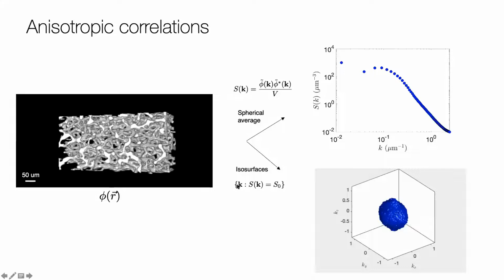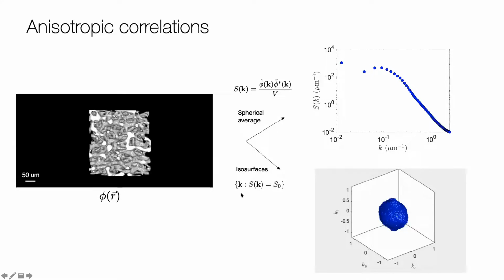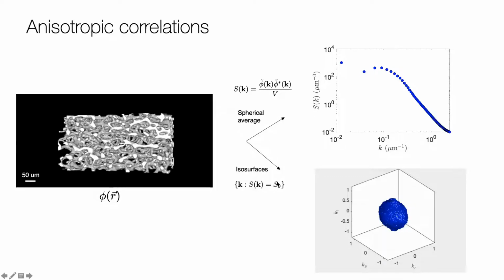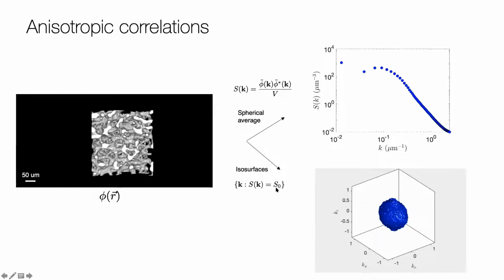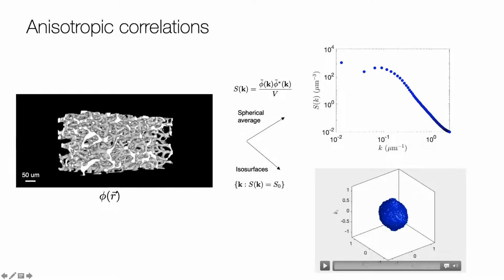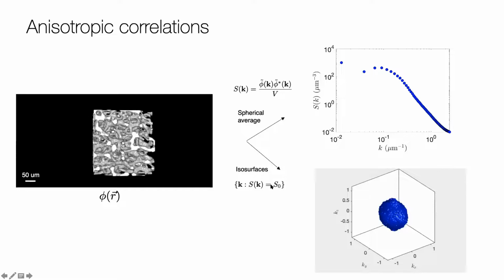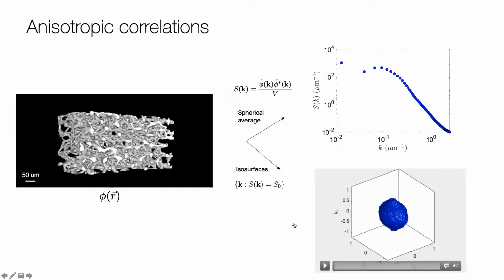So what I can do is plot the set of all of the wave vectors in my space that satisfy the function equaling some iso value S0. And so here on the right, this is going to be the three-dimensional correlation function in all of its glory, just for increasing values of S0 for this viburnum sample.